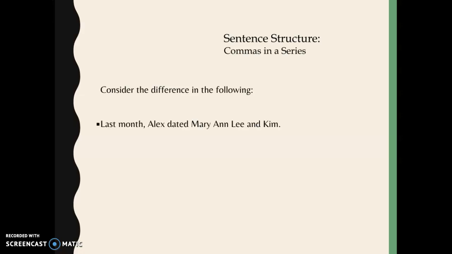So let's look at some examples, and let's see what the difference means by putting the commas in. So let's look at the first sentence. Last month, Alex dated Mary Ann, Lee, and Kim. How many people did Alex date?